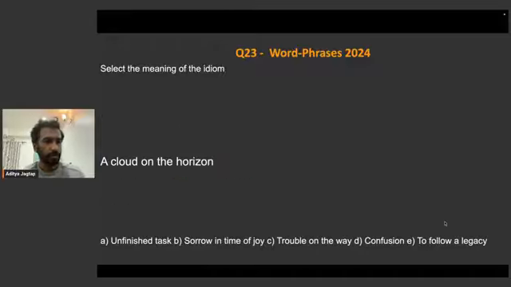A cloud on the horizon, this would mean different things culturally, but try and answer the question and I'll discuss what the answer could be. A cloud on the horizon.